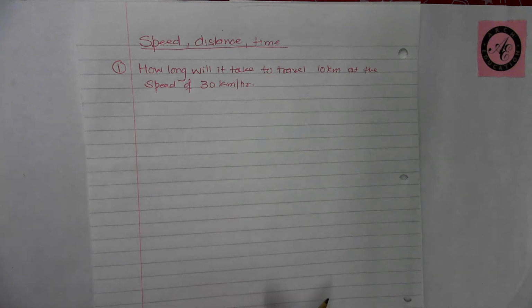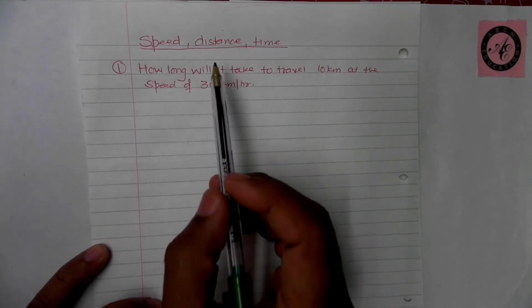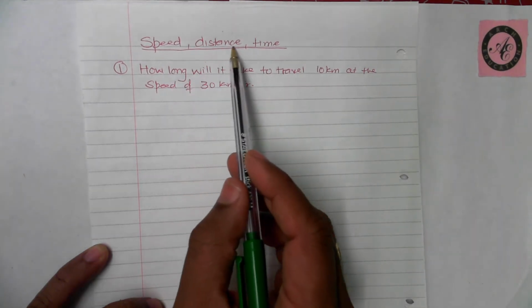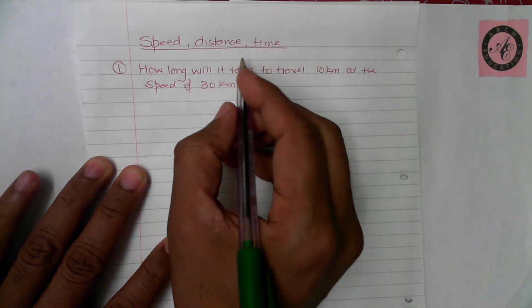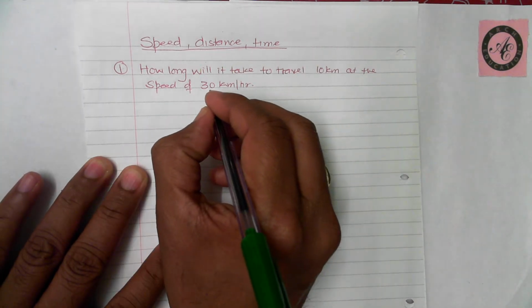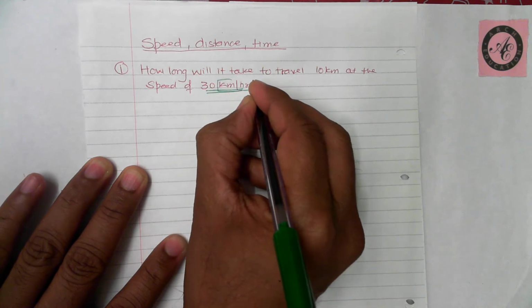Hello and welcome to another video on basic mathematics for 11 plus exam and key stage 2 and 3 in general. Today we're going to talk about speed, distance and time, and it's really important to understand that the unit of speed which we normally use is kilometers per hour.